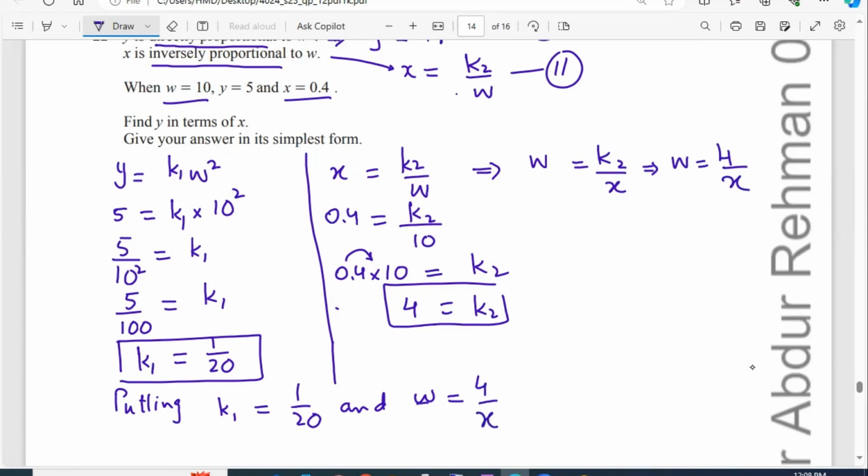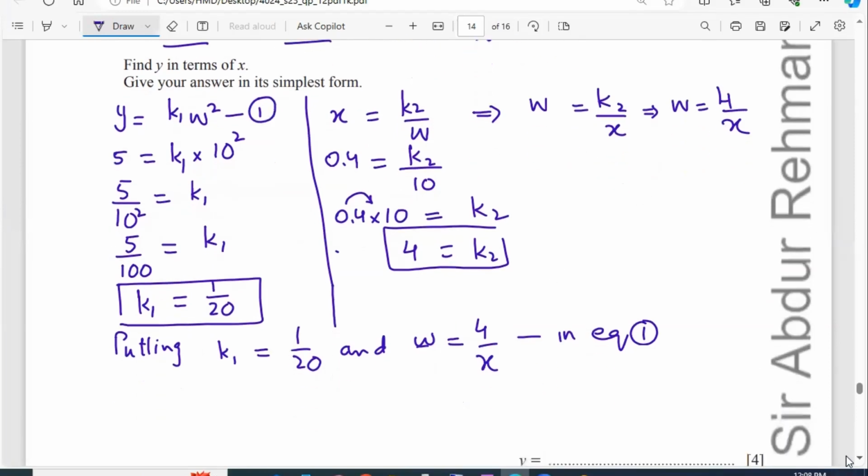Putting K1 equals 1 over 20 and W equals 4 over X in equation number 1. This was equation number 1: Y equals K1 W square. So Y equals K1, which is 1 over 20, into W, this is W, so 4 over X, whole square.